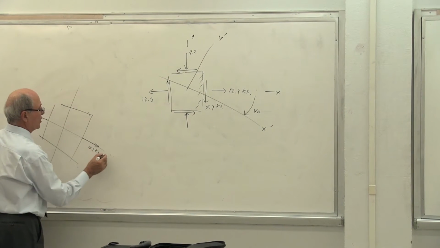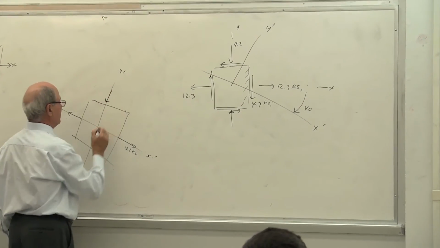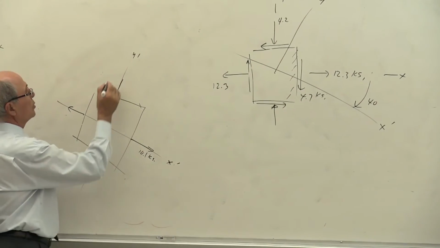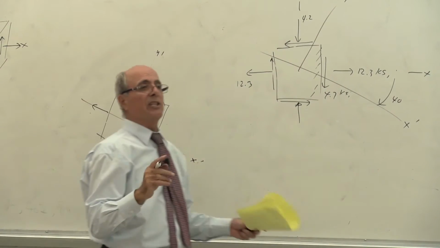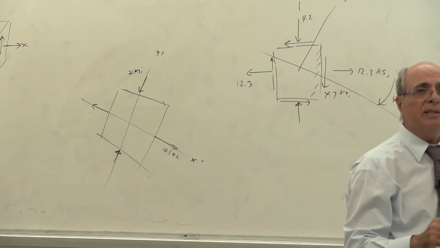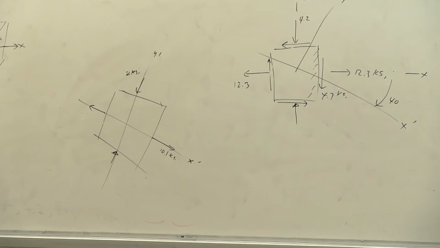10.1 KSI. This is x prime, this is y prime. Sigma y prime was negative 2 or 2 KSI. Is that correct or not? Now here is this. If you answer me this question, then I know you know your Mohr circle. Notice what happened here. This is the shear stress, yes or no?